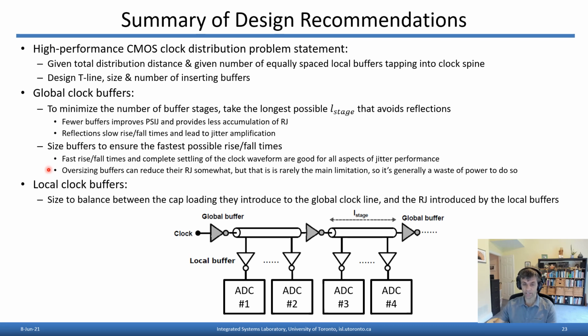On the other hand, oversizing the buffers can reduce their RJ somewhat, but since that's rarely the main limitation, it's generally a waste of power to do so. The local buffers themselves can be sized to strike a balance between the cap loading they introduce onto the global clock line, which may in turn slow the rise and fall times, and the RJ that they themselves introduce. Remember, a larger local buffer will introduce less RJ itself. And of course, ultimately they have to be sized large enough to drive whatever capacitance the sampling circuit presents as a load.